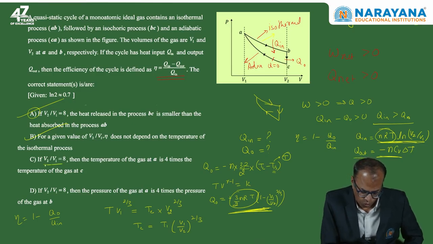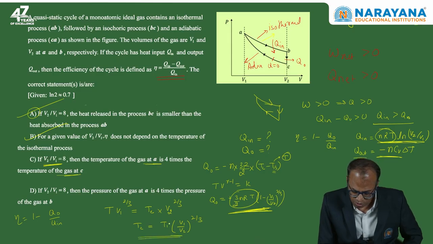Right. And if V2 by V1 is 8, temperature at A is 4 times temperature at C. That is already there, this relationship. Let's validate this. So temperature at A is T1. So Tc is equal to T1 times 1 over 8 power 2 by 3. That is T1 by 4. Yes, so Tc is Ta by 4. So Ta is 4 Tc. So C is also correct.